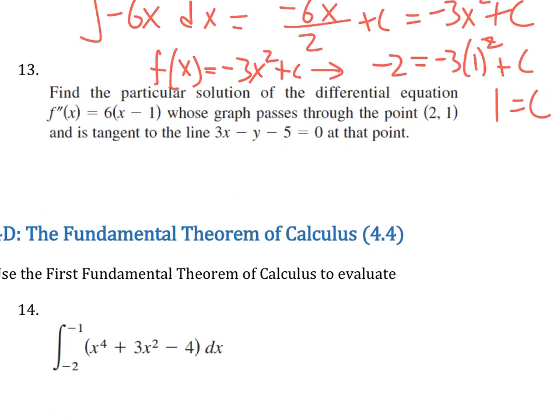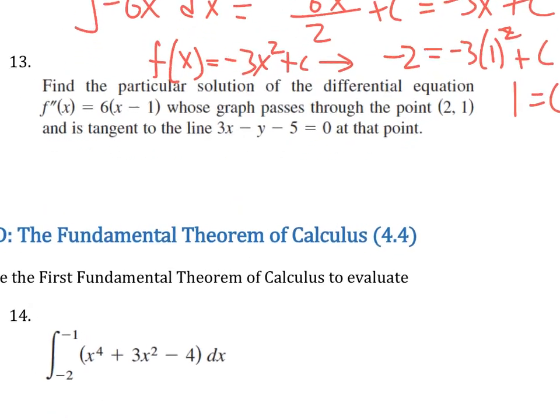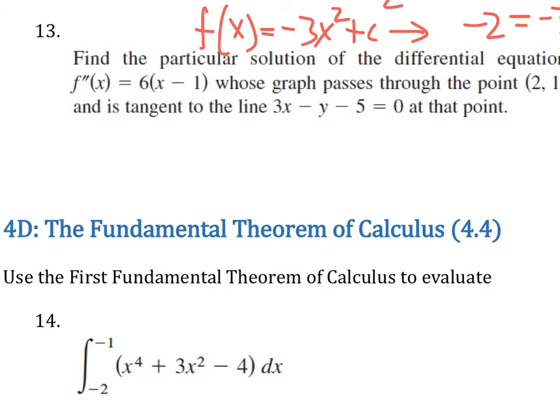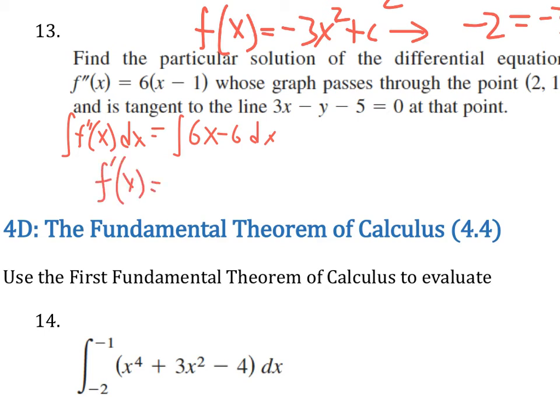Here we have the same idea written in a little different way. We want a particular solution. We've got f double prime, so we're going to integrate f double prime. If we integrate f double prime of x dx, now we're going to integrate this side, which I'll write out as 6x minus 6. And that'll give us f prime of x, which is 6x squared divided by 2, which simplifies to 3x squared, minus 6x, plus c.